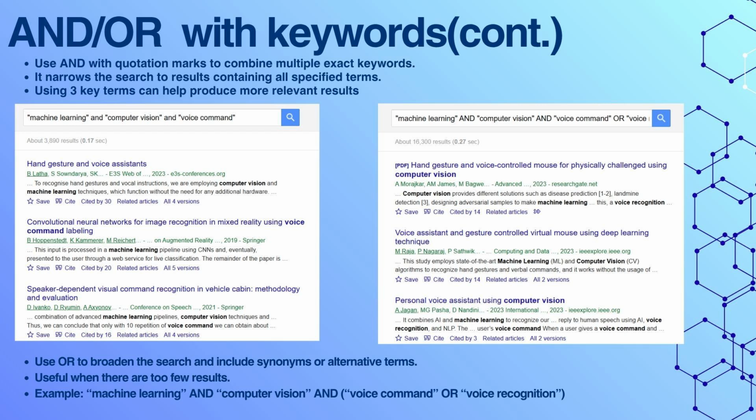OR works differently. Instead of narrowing the search, it gives us alternative terms to search for. This is useful when different researchers use different words to describe a similar concept. For example, we could use voice command OR voice recognition. This allows us to find studies using either term. So, simply put, AND helps us narrow our search, while OR helps us broaden it when we need additional results.